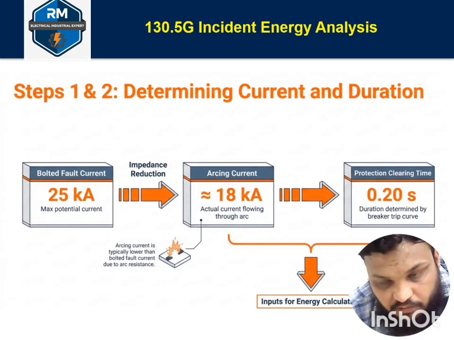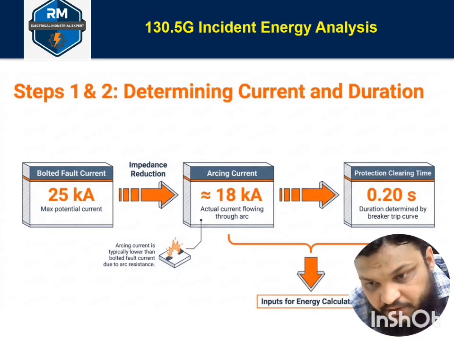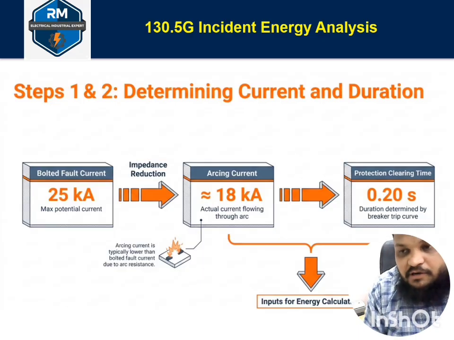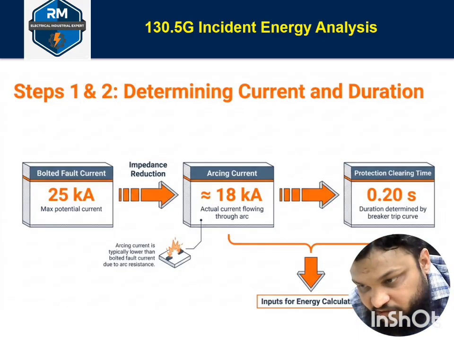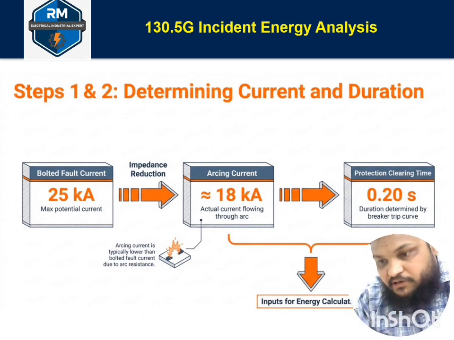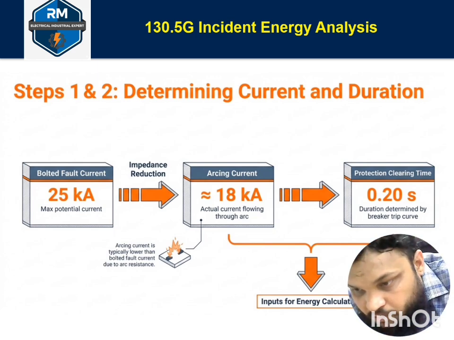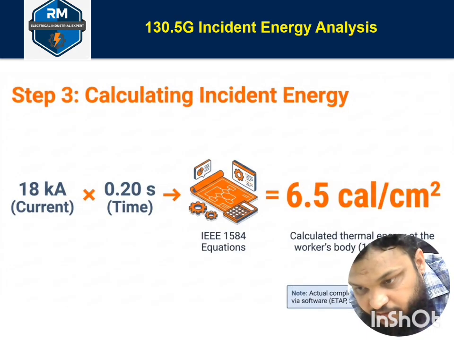And the arcing current is always lower than the voltage fault current because of the arc resistance, the resistance that is created during an arc. And the other important parameter is protective clearance time, the time required by the relay to clear the fault, and the time is 0.20 seconds. That is the duration determined by the trip curve, and it is very important for calculating the incident energy.